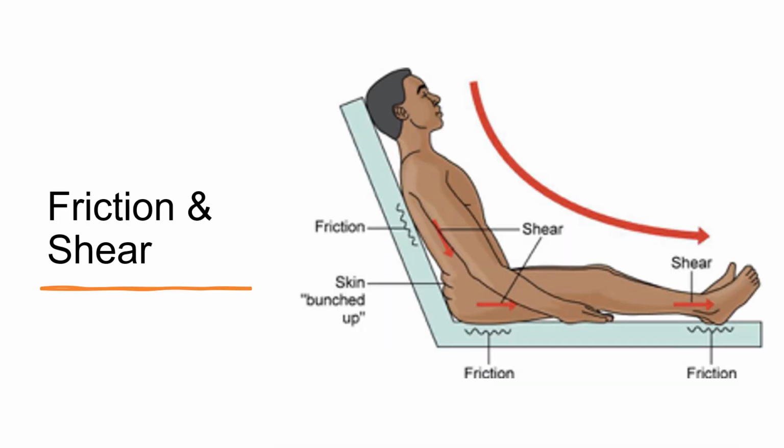Okay, so friction and shear, what is it? You can see here in the picture, what basically is happening is the skin is going one way, the body's going another, and it causes these little micro tears underneath in the subcutaneous tissue, and it causes decreased oxygen supply. So that's where that pressure injury comes from.